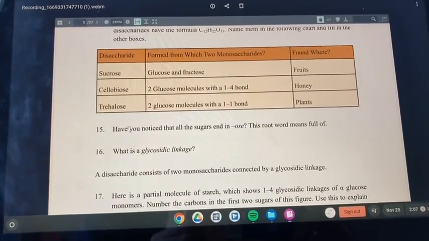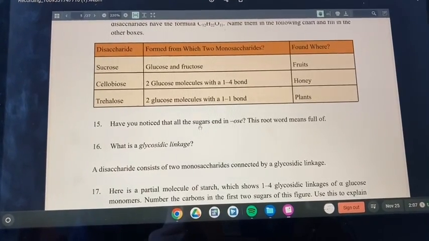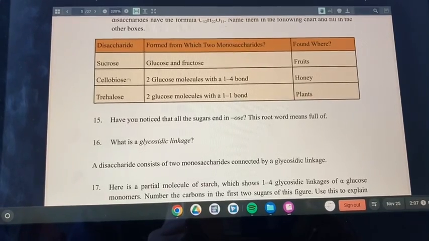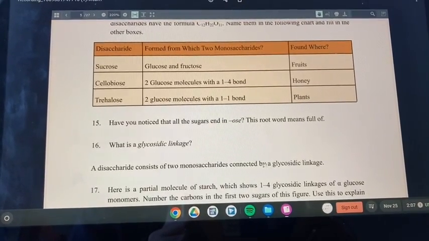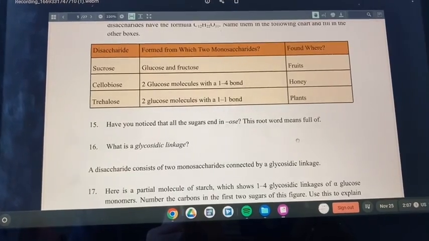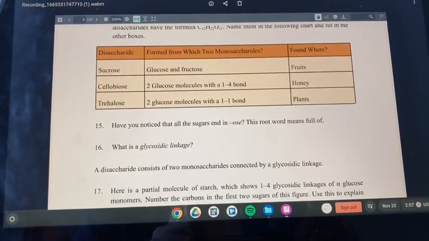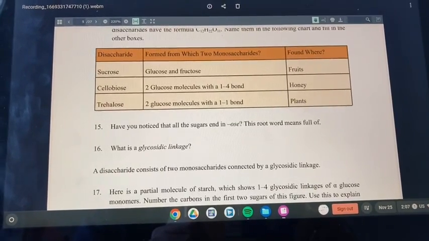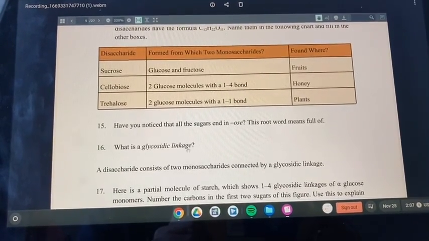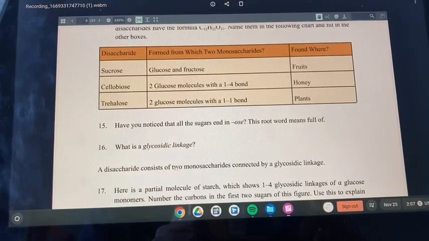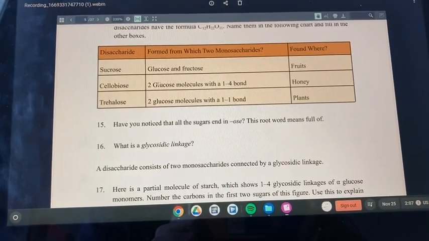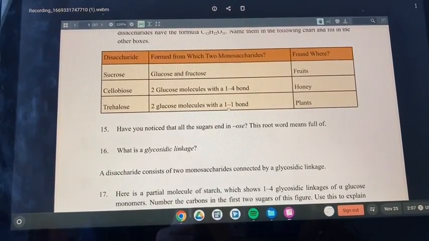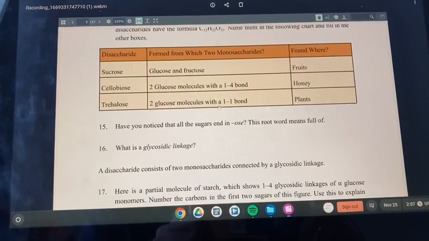And number 15, have you noticed that all the sugars end in -ose? Trehalose is a sugar, sucrose is a sugar, glucose is a sugar, fructose is a sugar. This suffix means full of, like sugars, which are mainly in carbohydrates. And like I mentioned before, a disaccharide consists of 2 monosaccharides connected by a glycosidic linkage. For cellobiose, it's a 1 to 4 bond between the first carbon and the fourth carbon of the two glucose molecules, and trehalose is the first carbon and the first carbon.